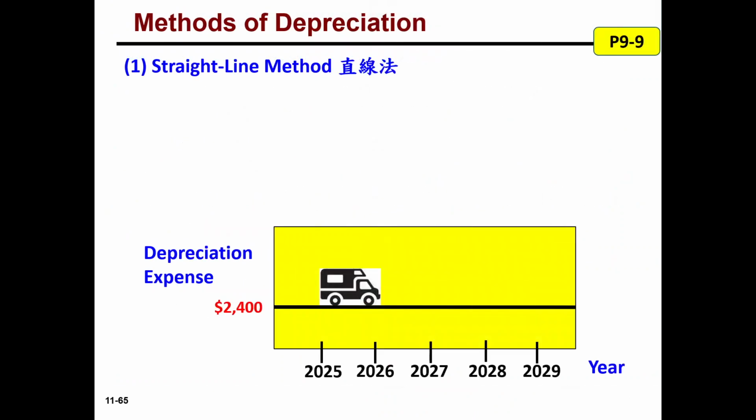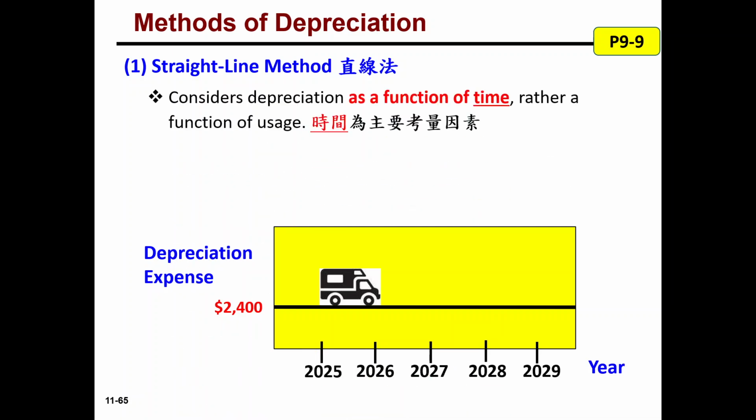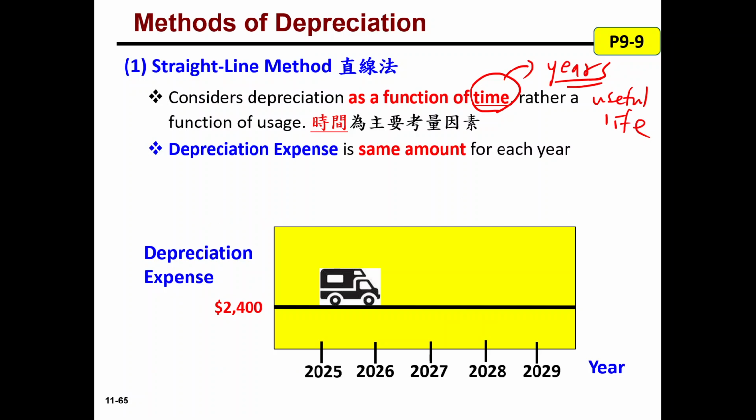So let's see this method on your slide, page 65, okay? Your value should decrease the same because you use it the same way every day. So we base it on what? Based on the time. The time means how many years you used, your useful life. So each year you will get the same amount, which means the value will decrease the same.